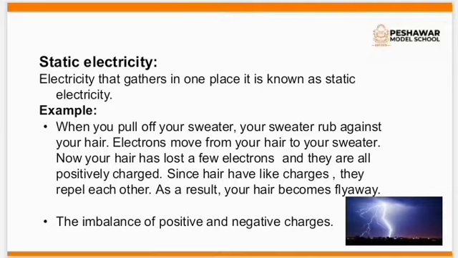The other object loses electrons and becomes positively charged. Always remember, when an atom loses electrons, it becomes positively charged, and when an atom gains electrons, it becomes negatively charged, right? So this imbalance creates an electricity which is known as static electricity, right?